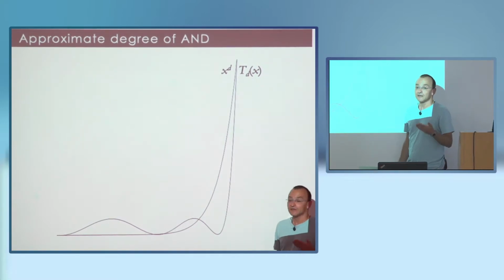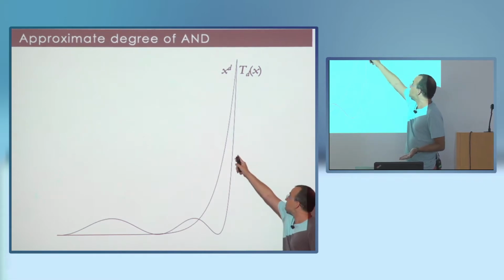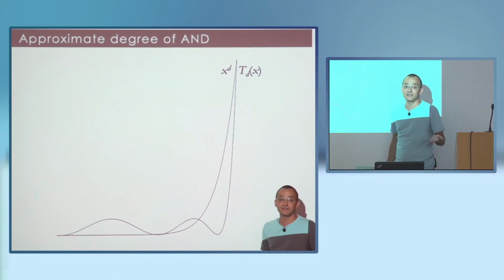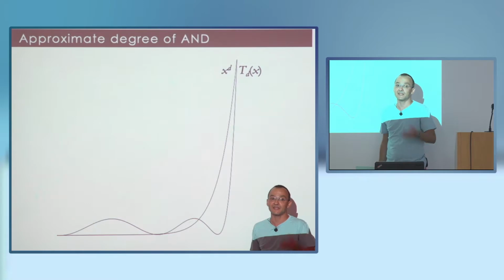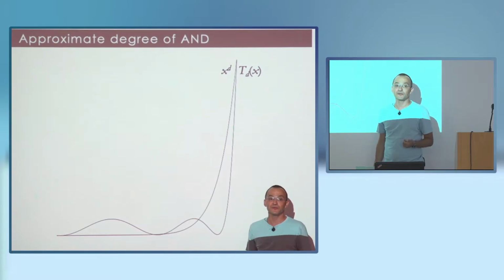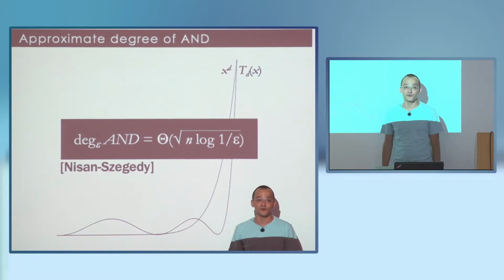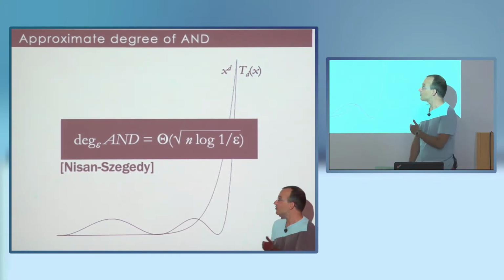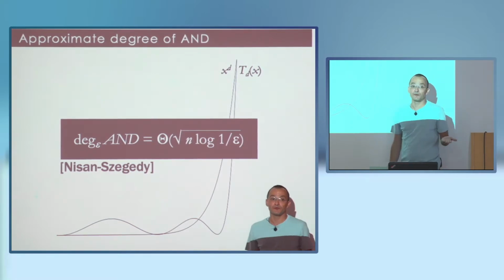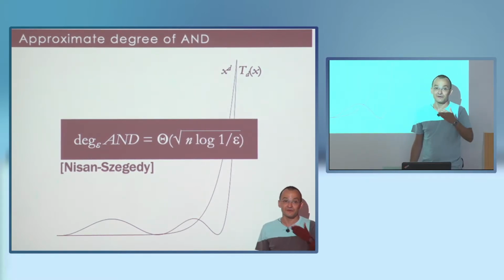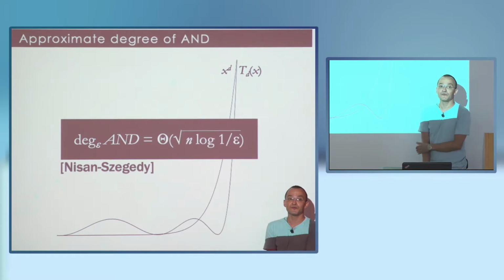It has degree, so the jump here, sort of the derivative is roughly d squared, so it allows you to approximate an n function of n bits by a polynomial of degree square root of n, right? And Nisan and Szegedy show that this is tight, that this is the best you can do. And so they have a proof that the approximate degree of the n function is large, and this proof should give you a secret sharing scheme.